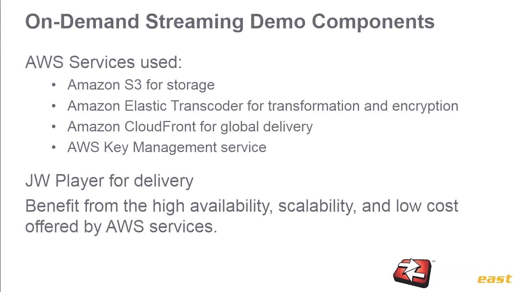Just a quick overview of what we're doing. The different AWS services that we'll use for this demo: Amazon S3 for storage, Amazon Elastic Transcoder for the transcoding and the encryption, Amazon CloudFront for delivery, and also the AWS Key Management Service, which manages the keys that you use for encryption and decryption. JW Player for playback. And really the benefit, I mean, you could do all of this by yourself to a large extent, but the benefit of using some of these services and JW Player is that you get the high availability, scalability, and the cost that's already baked into these services, and you don't have to try to do these things on your own.